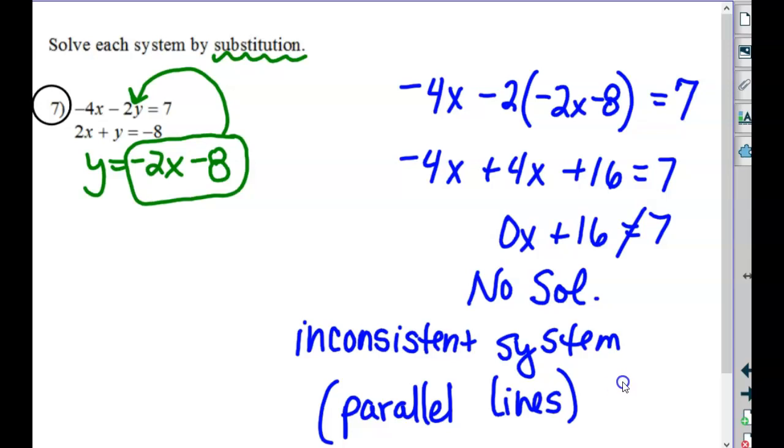Everybody good? If you had solved them for y equals, but if you're doing substitution, you're probably not going to do that. Yeah, if you'd gotten them both in y equals form, you would have probably noticed they had the same slope.